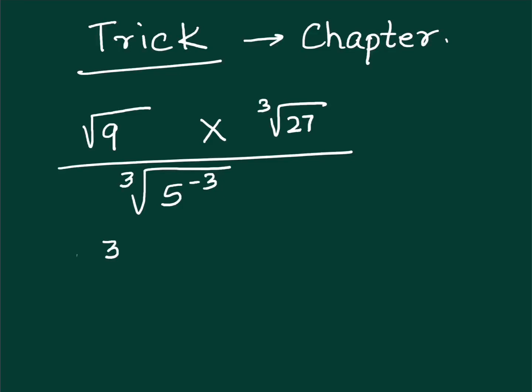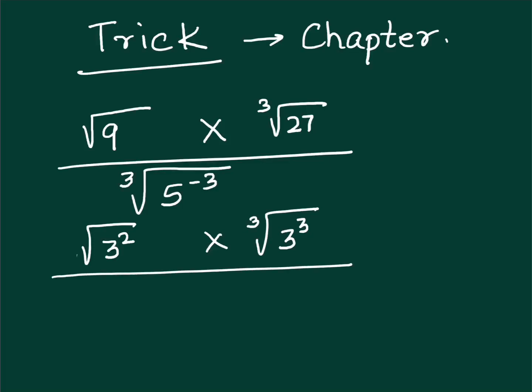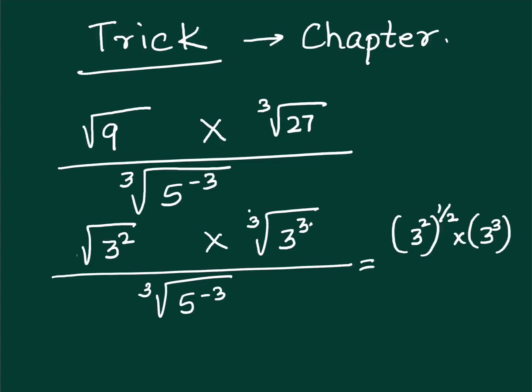So what did we have over here? 9 is 3 square. 27 is 3 cube. So we have got to take the cube root of this. Do not get mixed up in this 3 and the cube root 3. And this is already in simplified form. So 3 square, square root, so we will have to the power of half. 3 cube, cube root. So this becomes 3 to the power of 1. Cube root of 5 to the power minus 3.